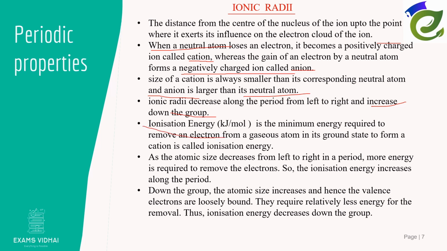Ionization energy is the minimum energy required to remove an electron from a gaseous atom in its ground state to form a cation. As atomic size decreases from left to right in a period, more energy is required to remove the electron. So the ionization energy increases along the periods. Down the group, the atomic size increases, hence the valence electrons are loosely bound. They require relatively less energy compared with those in the periods. Thus, ionization energy decreases down the group.